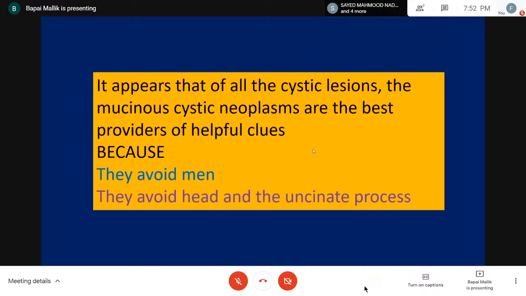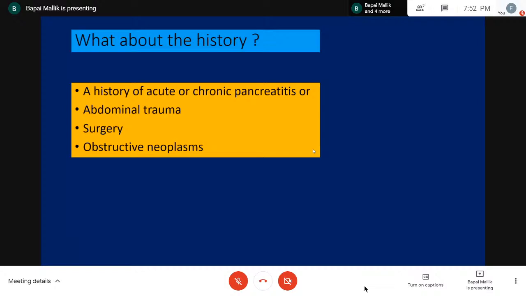first of all, remember that they avoid men. So be very careful. There are very, very rare case reports of mucinous cystic neoplasms occurring in men, and they also avoid the head and the uncinate process. This is very vital. So what about the history?